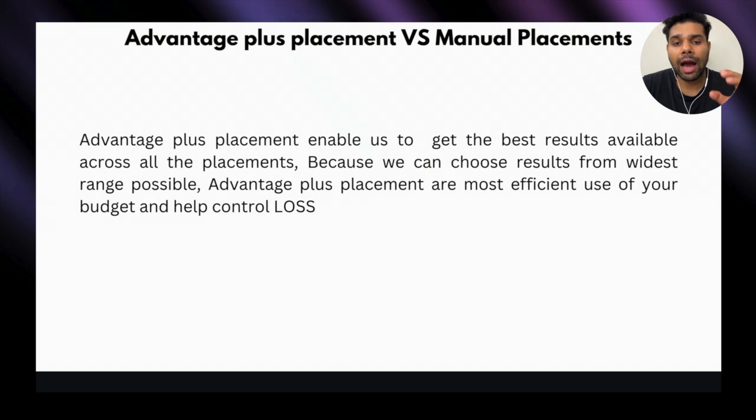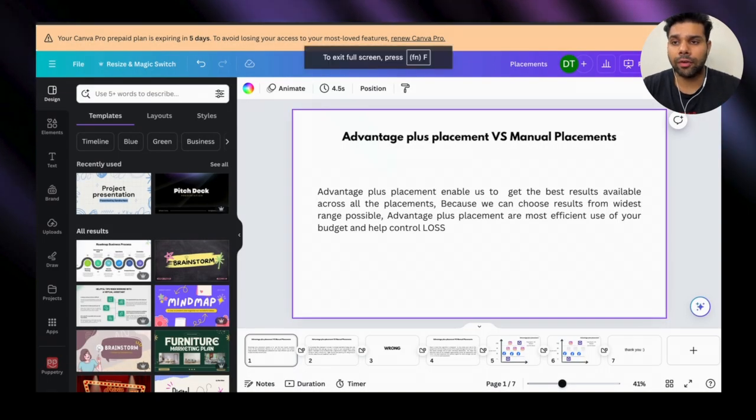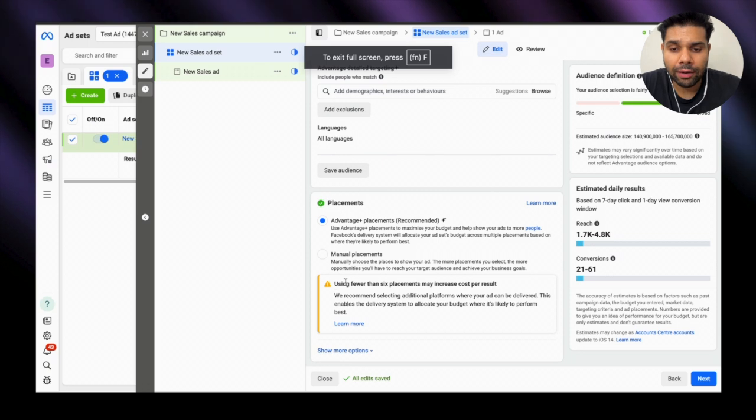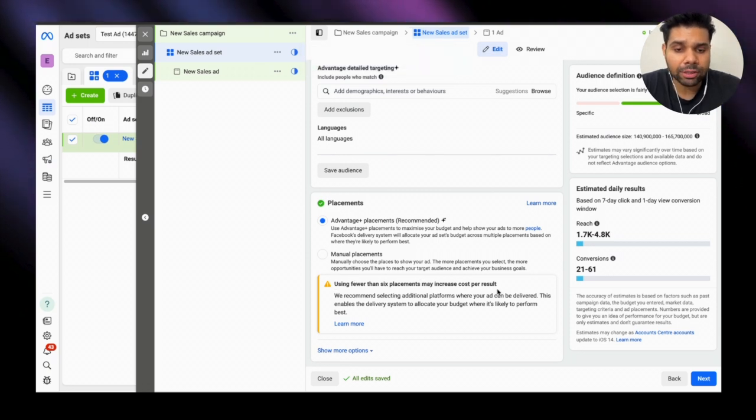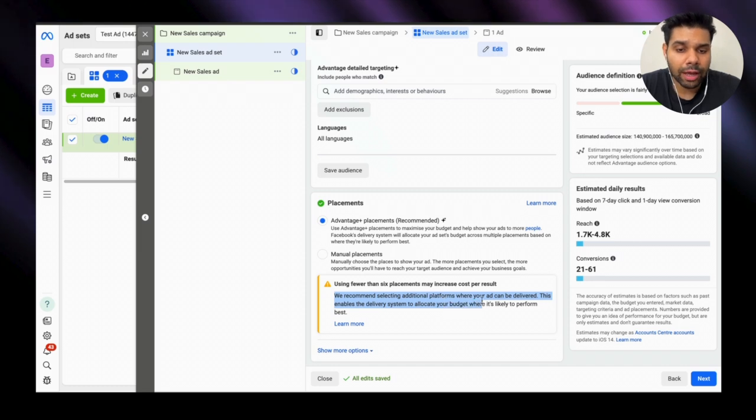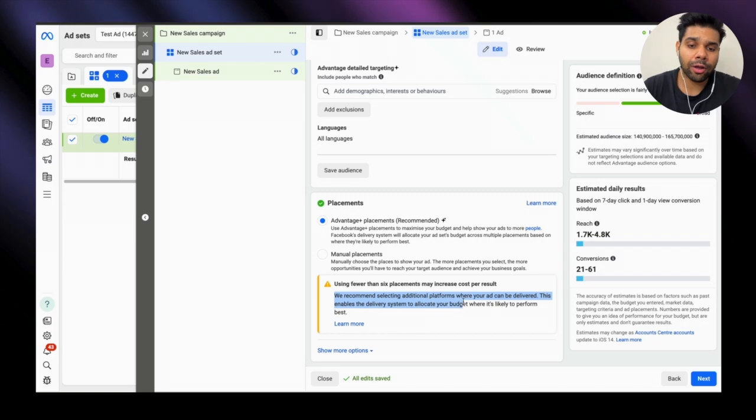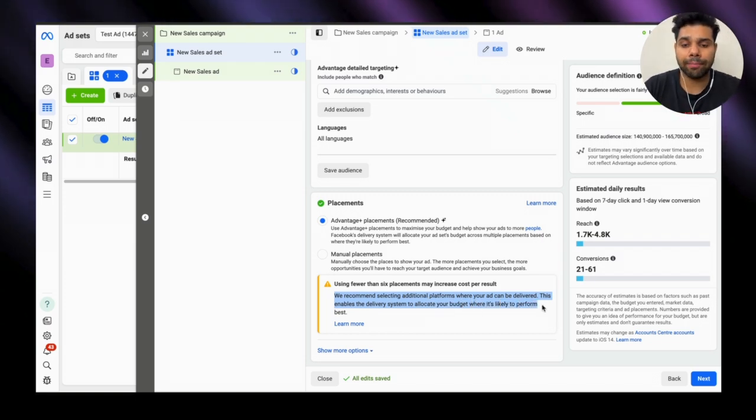Advantage Plus placements are the most efficient use of your budget and help control loss. This is even recommended by Facebook. As you can see, using fewer than 6 placements may increase cost per result. We recommend selecting additional platforms where your ad can be delivered. This enables the delivery system to allocate your budget where it is likely to perform the best.